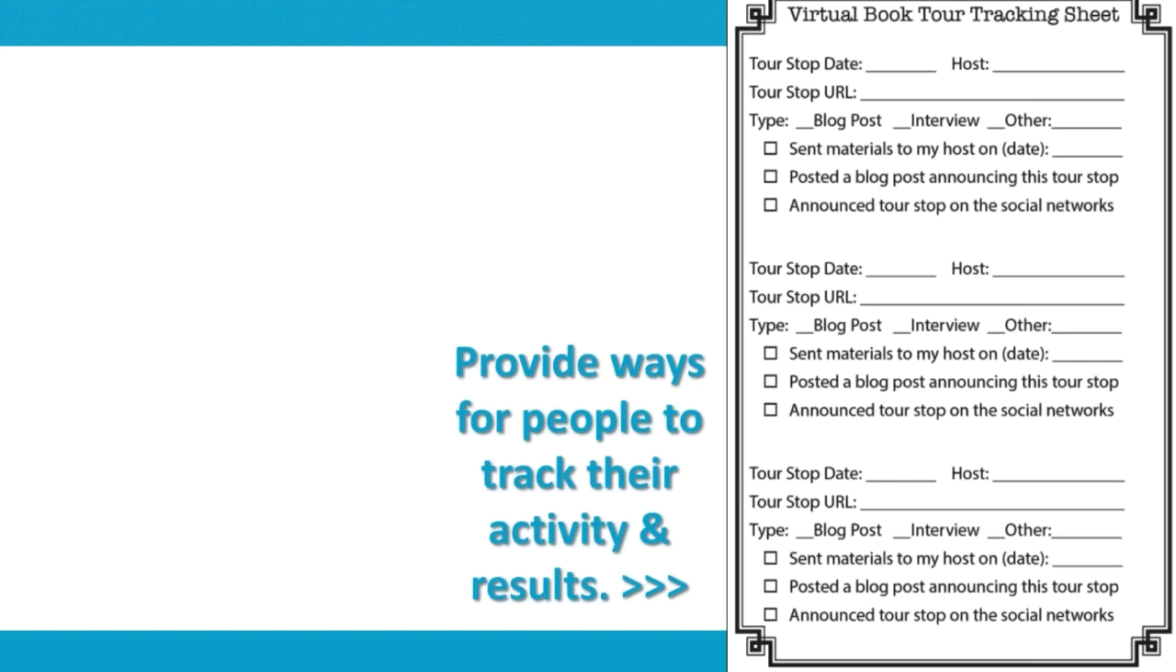And then on the right-hand side, this is a great example of a journal page or a workbook page. This happens to be in a journal, and that is to provide ways for people to track their activity and their results. So for a virtual book tour, they're going to be visiting a lot of different blogs and a lot of different podcasts. And so I created space between each section so it's clear that each of these is a different experience where they can capture each of their tour stops and all of the things that they need to prepare for each tour stop.